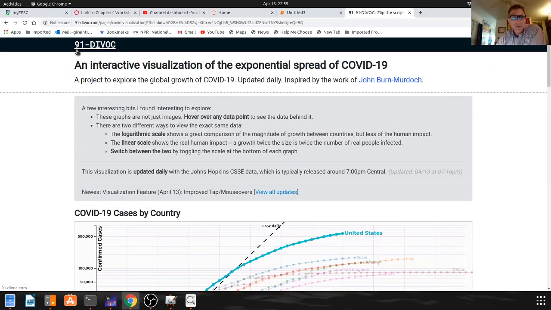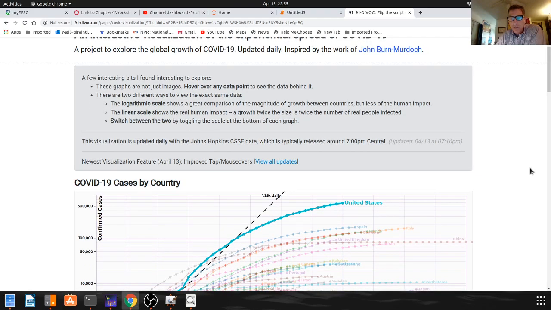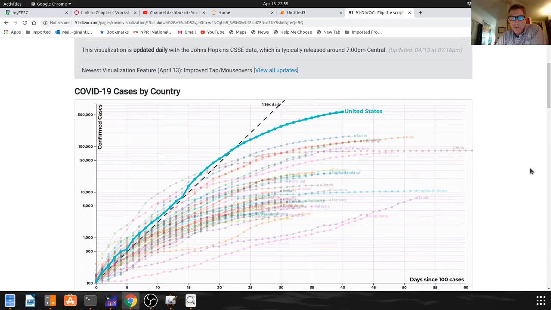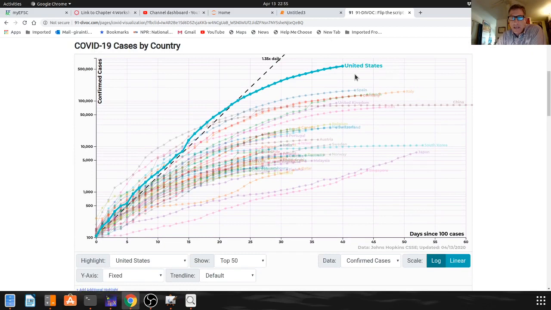if you want the update, just Google 91/DIVOC COVID-19 blah blah, you'll get it. Those are good enough Google words. But you'll notice that the scale down here, that doesn't look like exponential functions to me. That's because our scale is log.